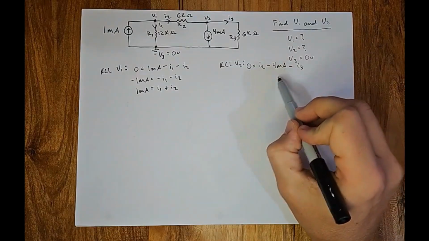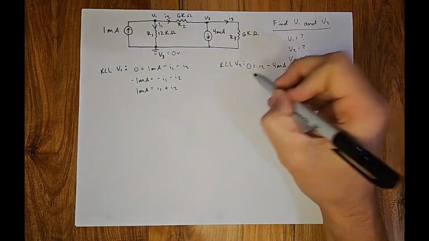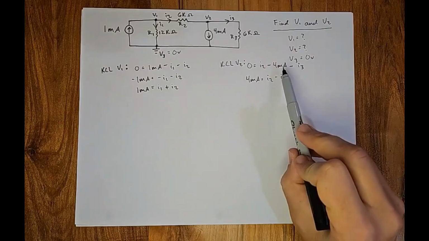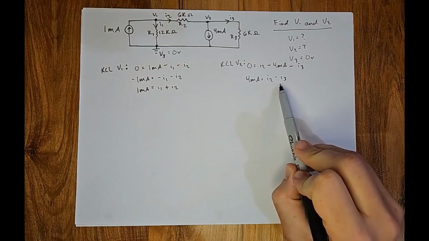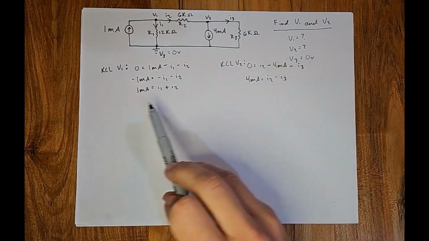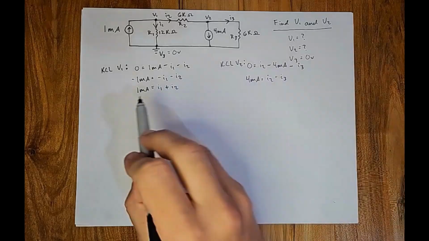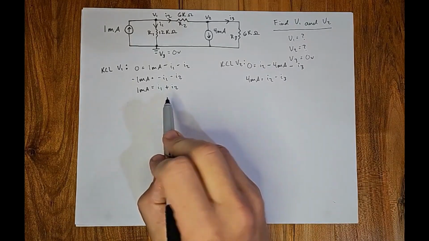Let's get the 4 milliamps over by itself. So we'll just add it over. Now we have 4 milliamps equals I2 minus I3. So now we just have to fill in what the I's equal. So let's go back to V1, and we're just going to work on this equation first.